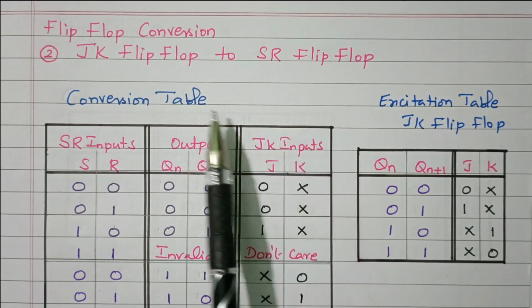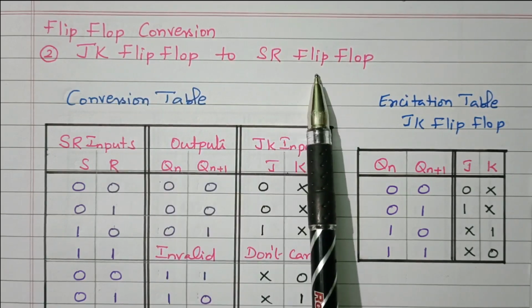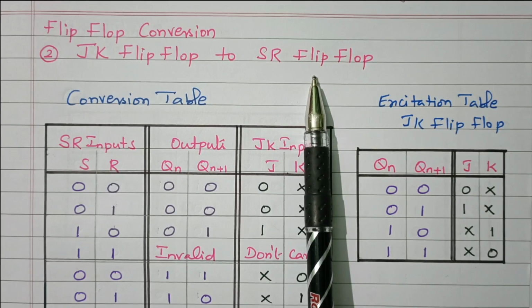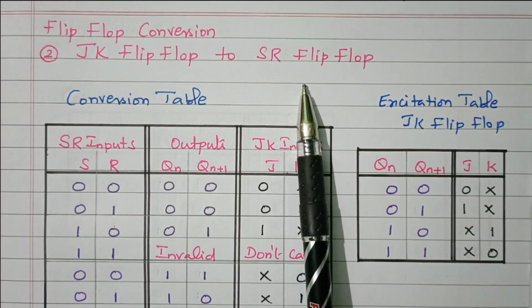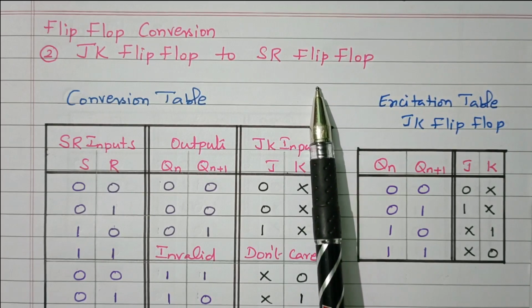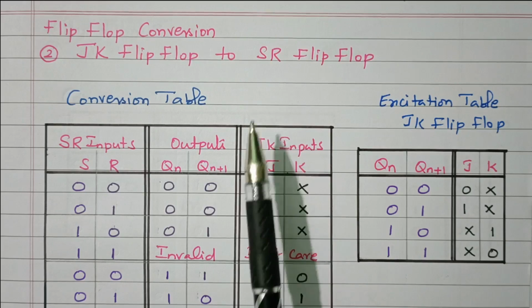Now we'll go to the topic, JK flip-flop to SR flip-flop. We know that flip-flop is a storage element. It will store 1 bit data. The output depends upon the previous output as well as input. That is called input, present state, next state. So the next state depends upon present state output as well as input. That is the nature of the flip-flop.